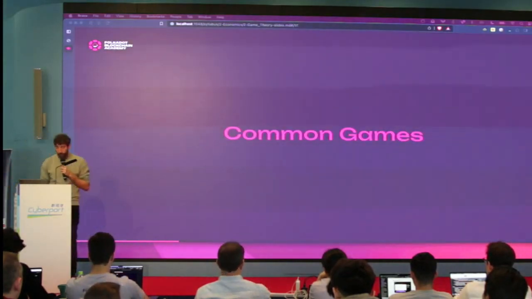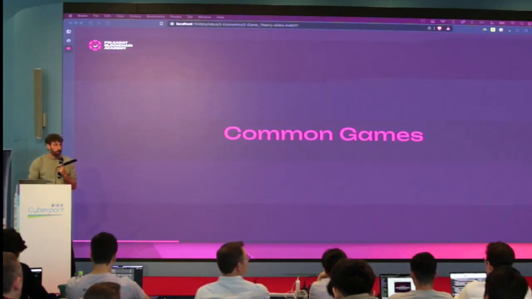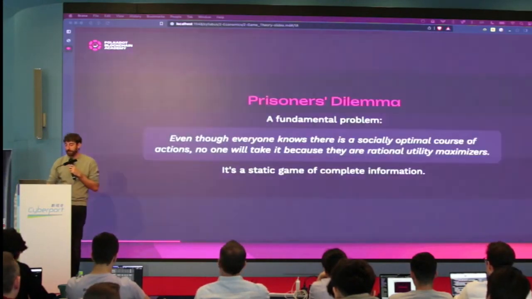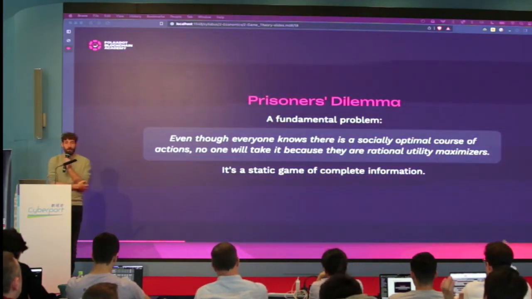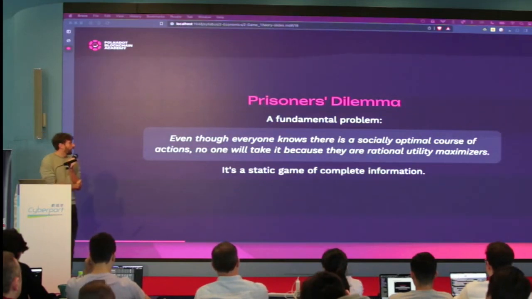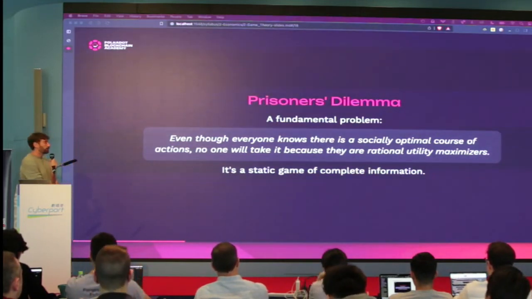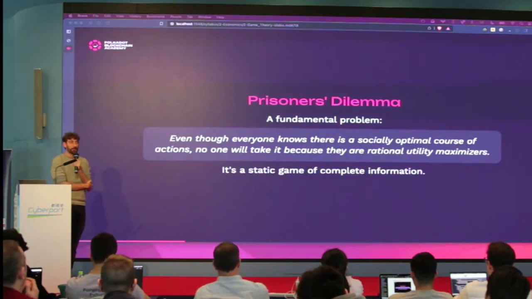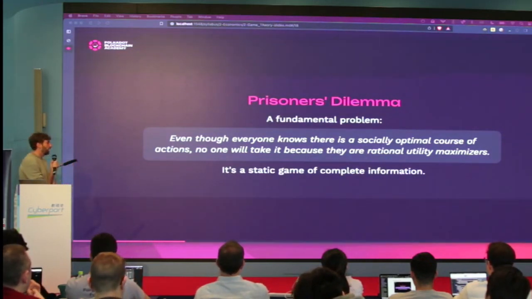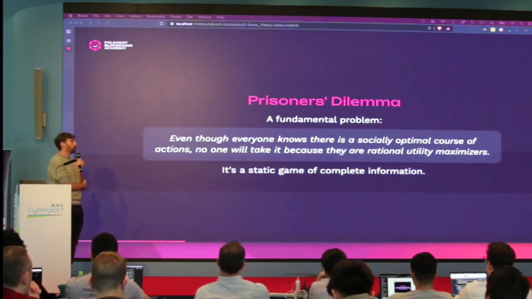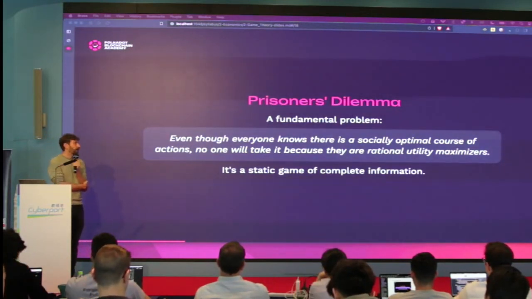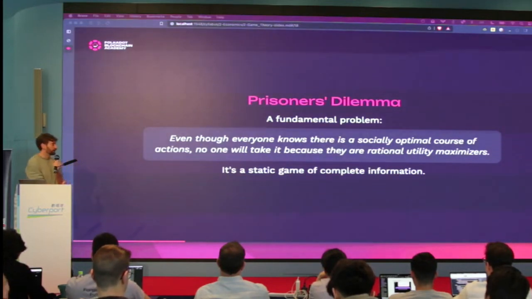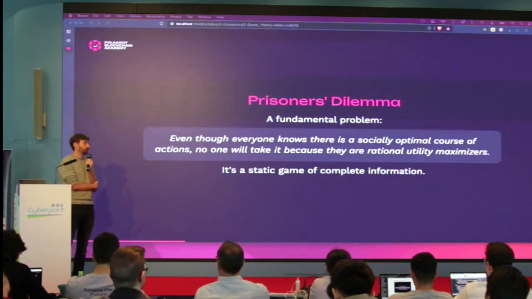Let's talk about the most common games here. And the one that is the most important, I would say, is the prisoner's dilemma. Who has heard of the prisoner's dilemma? Okay, nice. A few, yeah. It actually maps a fundamental problem that we see basically everywhere in life, which is that even though everyone knows there is a socially optimal course of action, no one will take it because they are rational utility maximizers. And in the way that we analyze this, it's a static game of complete information.